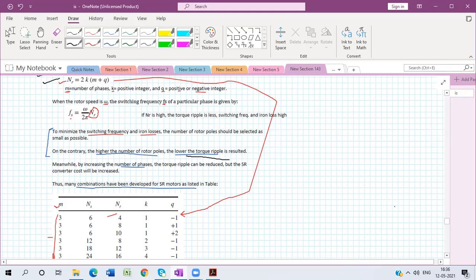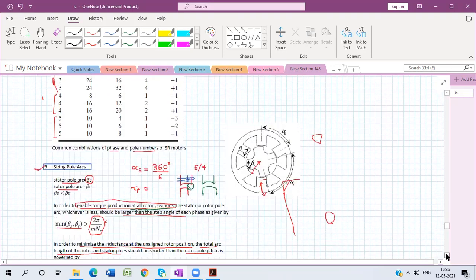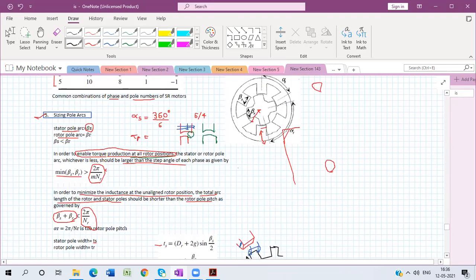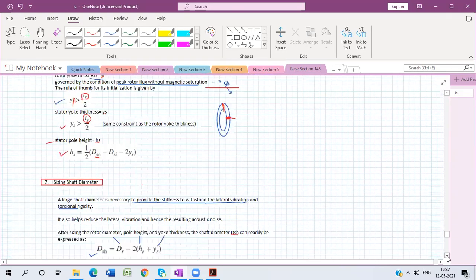Here it may be asked that if you are using what is M, what is K, and what is the Q, then how many stator and rotor poles will be created? This we have discussed. What is the sizing of pole arcs? Already I told you, the stator pole arc is always less than the rotor pole arc. So these equations you have to know.